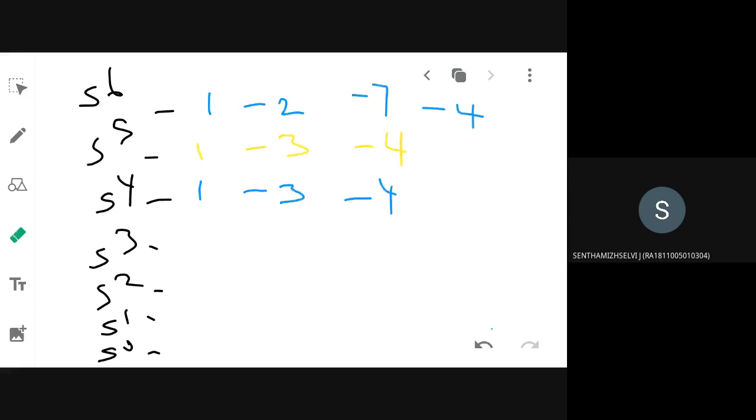What is the s to the power 3 element? Easy. -3. -3 s to the power 3. The s to the power 4 row has formed. 1, 3, 1, -3, 1, -3.